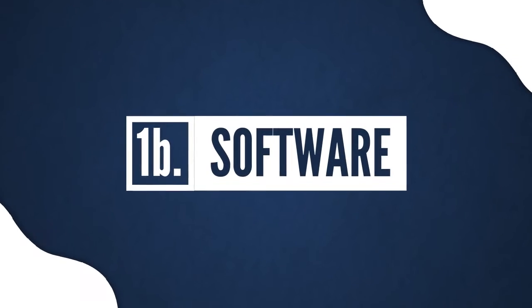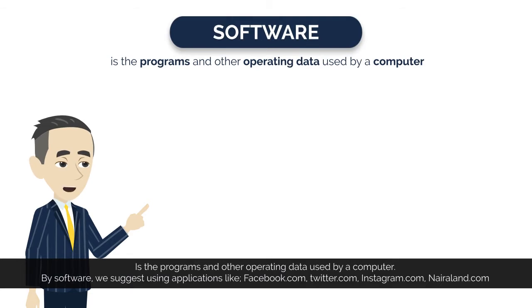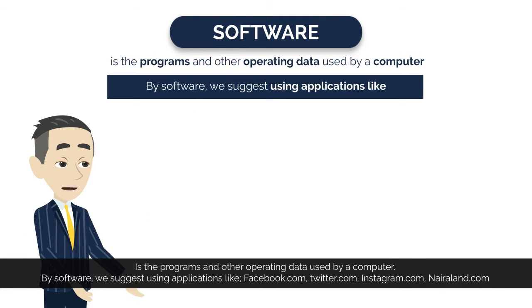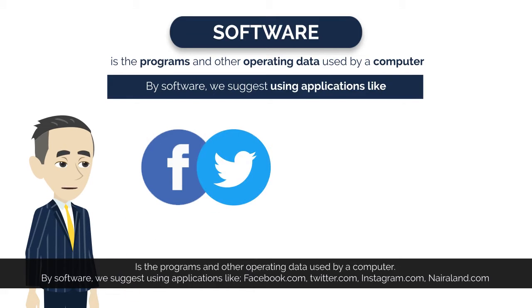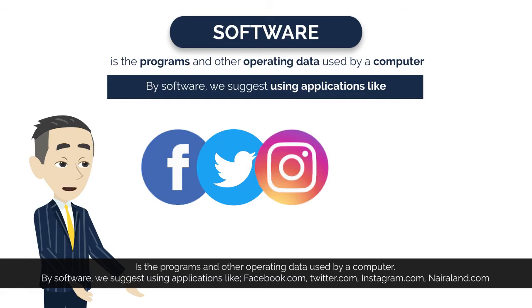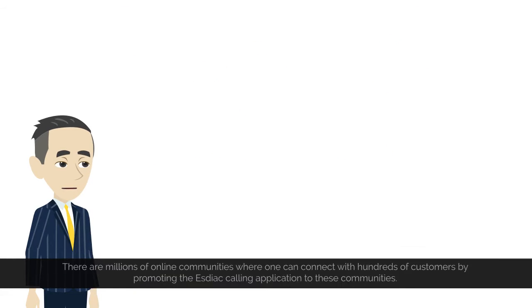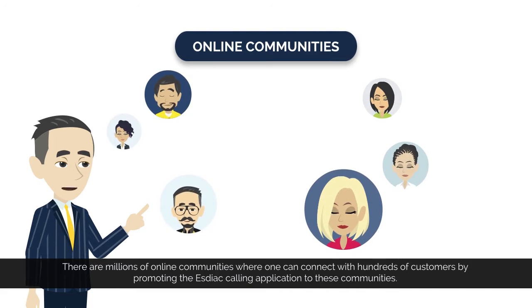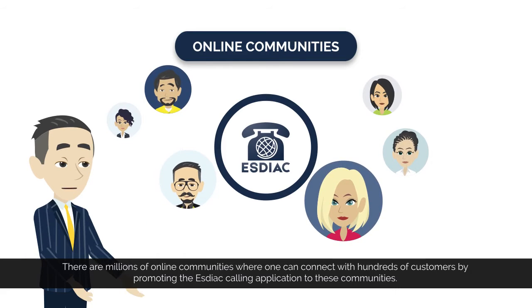1B. The software. Software is the programs and other operating data used by a computer. By software, we suggest using applications like Facebook.com, Twitter.com, Instagram.com, Nairaland.com. There are millions of online communities where one can connect with hundreds of customers by promoting the Esdiac calling application to these communities.